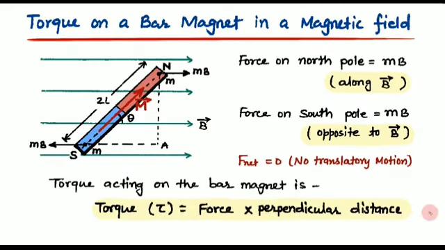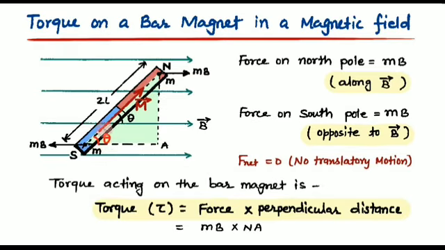The torque acting on the bar magnet is force into perpendicular distance. By using the right hand corkscrew rule, we conclude that the total torque is pointing into the paper. The magnitude is mB into NA, so the north pole strength into the magnetic field, that is force into perpendicular distance.